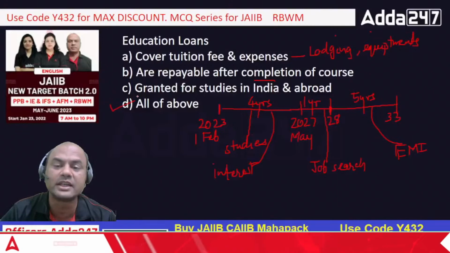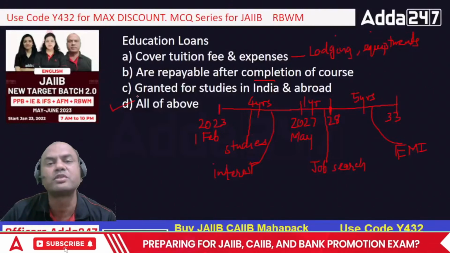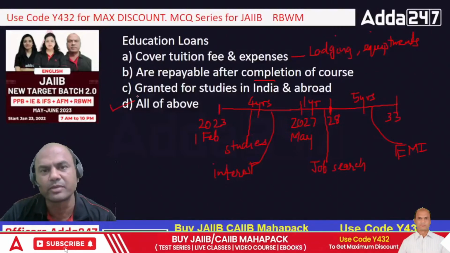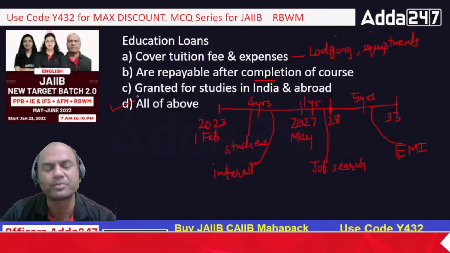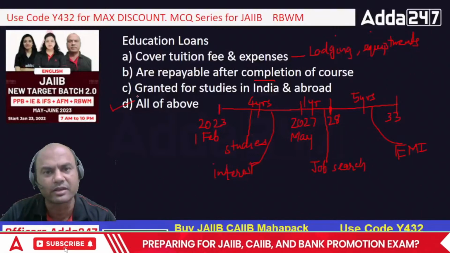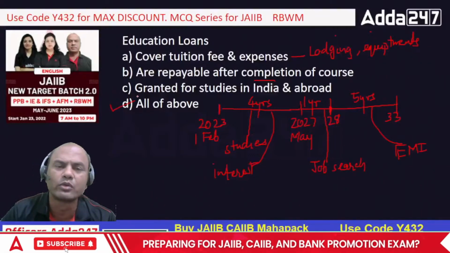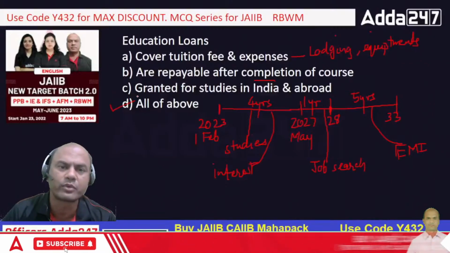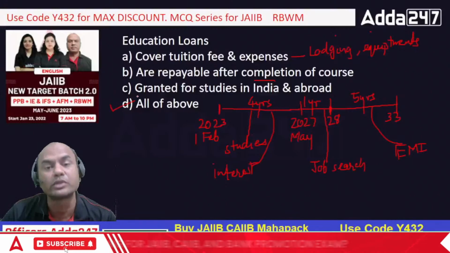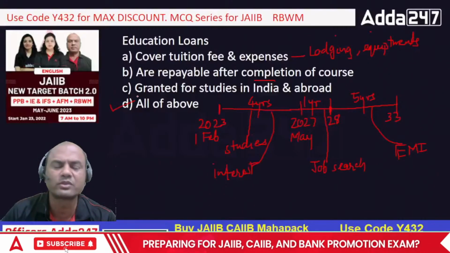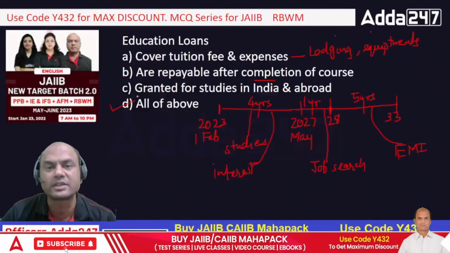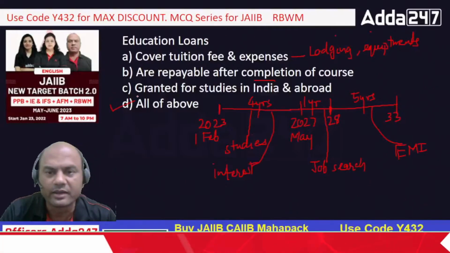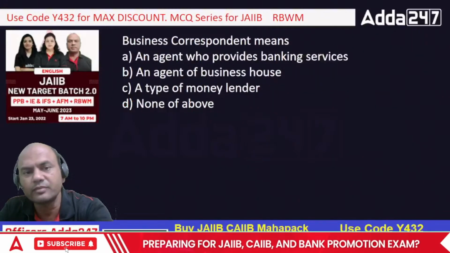Granted for studies in India and abroad. Now India means what? The fee should be a good one, means heavy one. If somebody is having 800 rupees fees per year, or 1200 rupees per year, max to max 5000 per year, banks won't grant loan for that, because 5000 into 4 is 20,000 for 4 years. So banks don't grant loans for such lesser fees. The amount should be a good one.